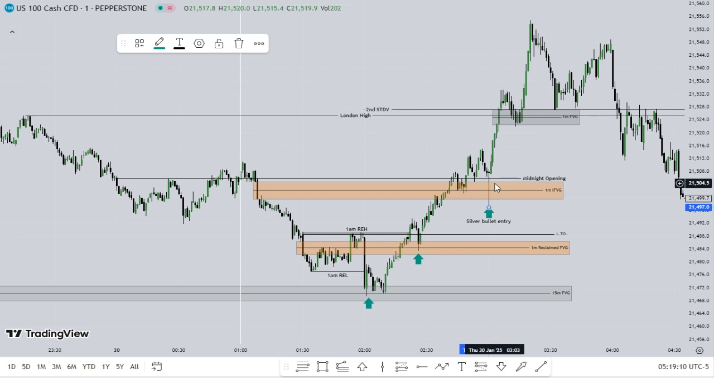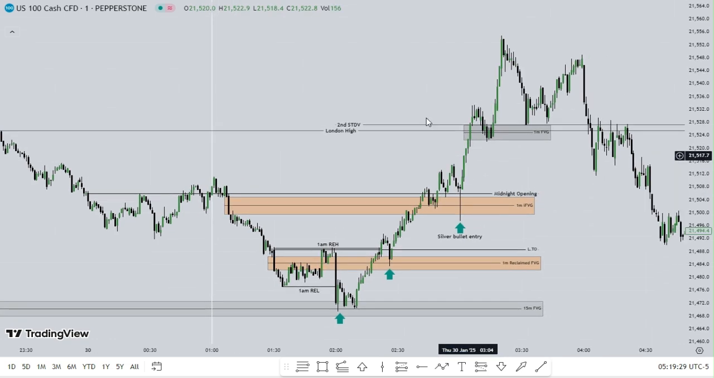You know that you always buy below midnight opening if you are bullish, or you always sell above midnight opening if you are bearish. So in this case, we are bullish at taking this London high and then our second standard deviation. Then we use this Fair Value Gap that's below the midnight opening. Then we took a buy from it. Then here we have our initial target. This is where you took your exits here.